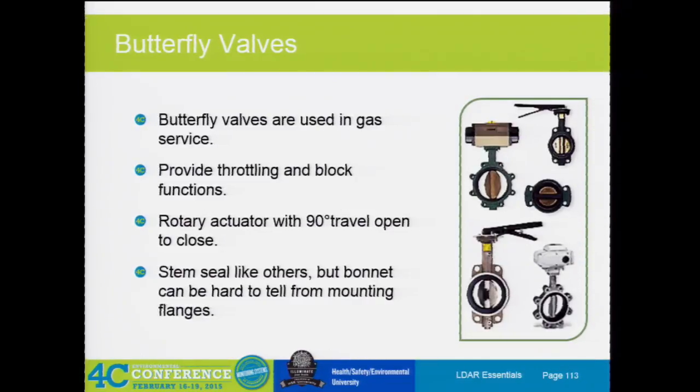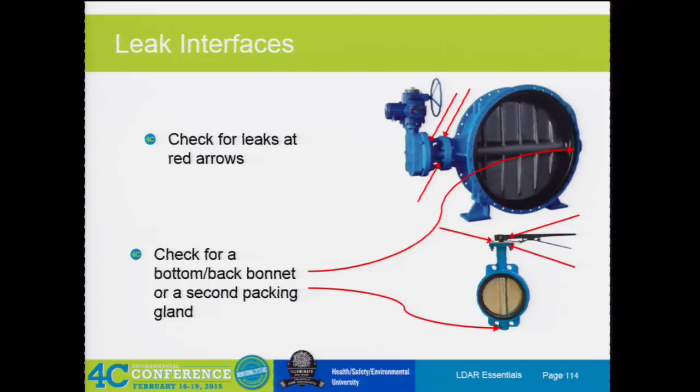Butterfly valves, mostly used in gas service, probably always used in gas service. They provide throttling and blocking functions. Again, a 90-degree rotation on them. Seals like any other valve on the stem. The bonnet can be hard to tell from mounting flanges.